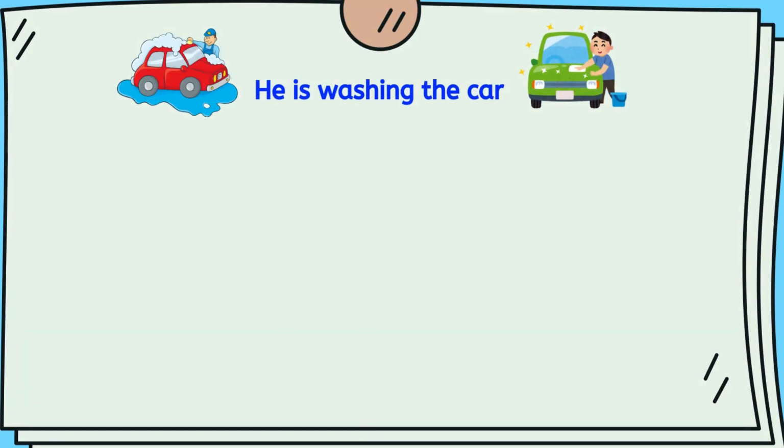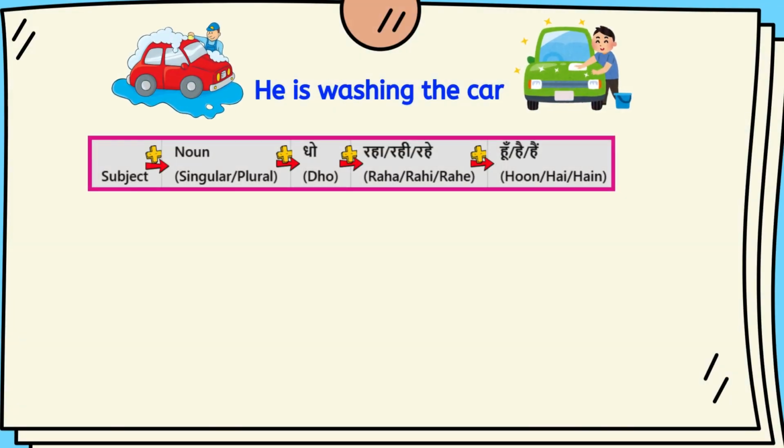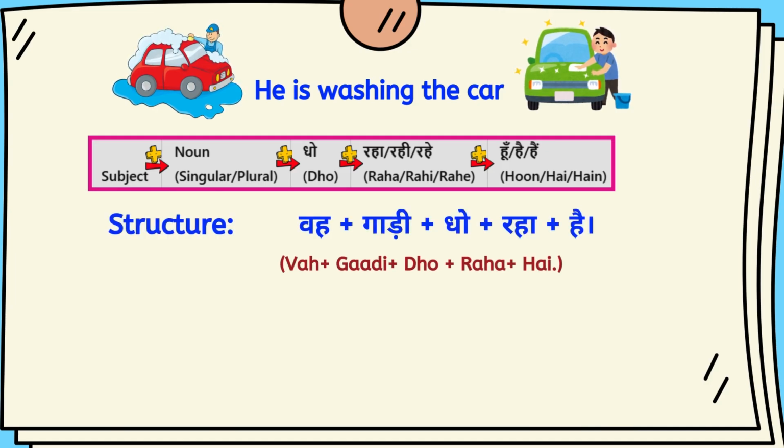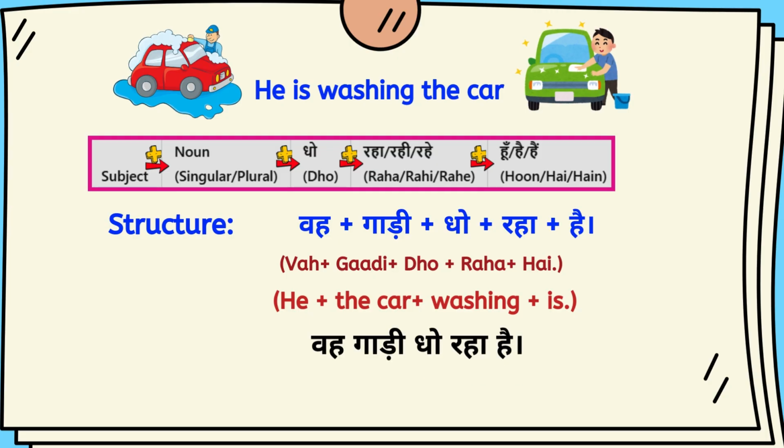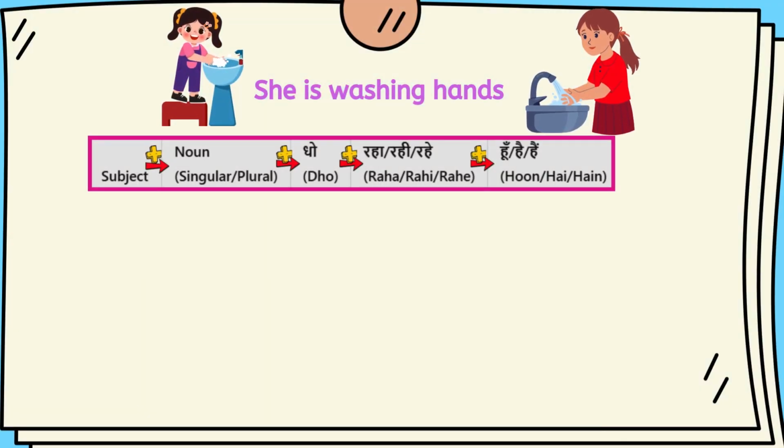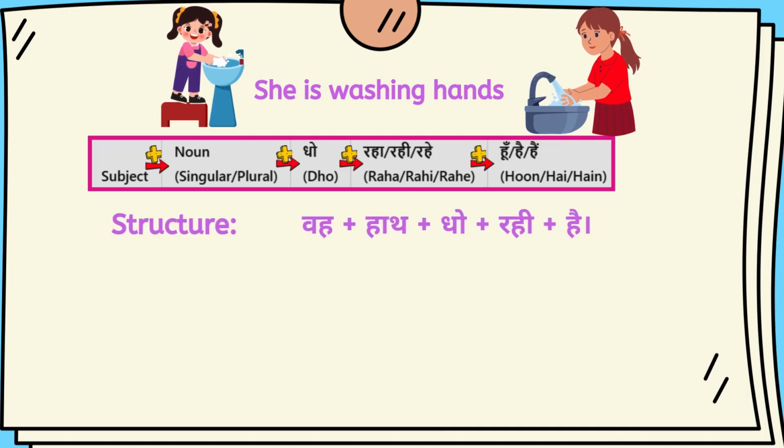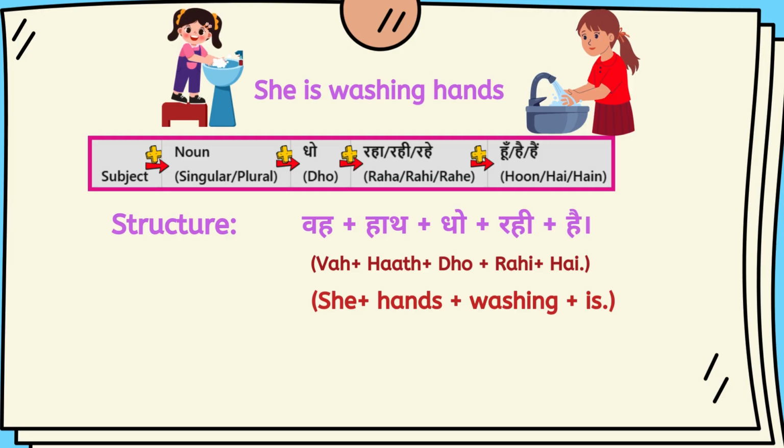Now if we have to say he is washing the car, it translates to वह followed by गाड़ी plus धो plus रहा plus है. वह means he, as in this situation. It can also mean she, depending on the context. गाड़ी is car, धो is wash, that is the root verb, and रहा है indicates the present continuous tense for a masculine singular subject. Now if we say she is washing hands, it translates to वह हाथ धो रही है.